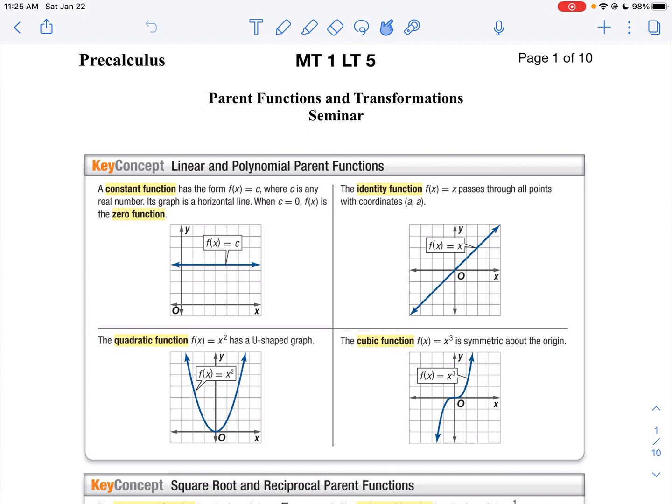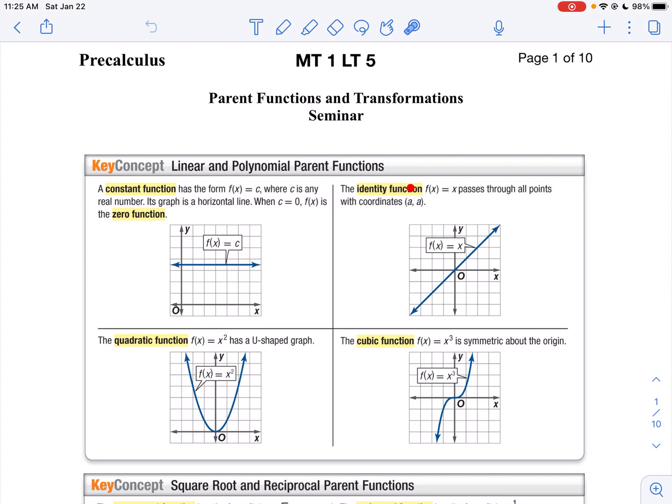First off, a parent function is the most basic kind of function there is for a particular graph. It has no transformations. We're not changing it at all. So it just starts off with the original. For example, a constant function is just going to be a horizontal line. And then if your constant function equals a number, that's a transformation up and down.